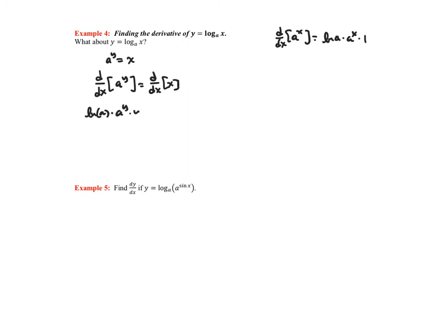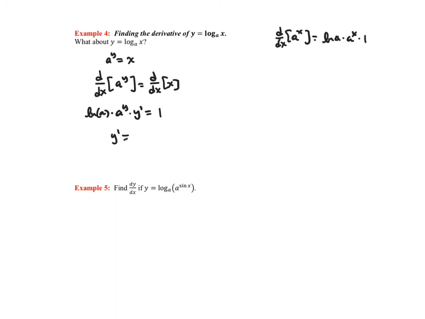Now I'm going to take the derivative of both sides. Using what I know from before, the derivative with respect to x of a to the x is ln of a times a to the x times the derivative of x, which is 1. The y is going to play a slightly different role. This will be ln of a times a to the y times y prime. The derivative of x is, of course, 1.